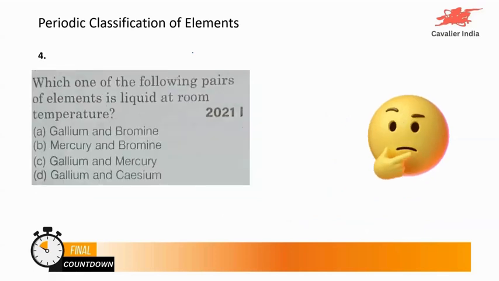Next question, which one of the following pairs of element is liquid at room temperature? Options, I'll read it. A is gallium and bromine. B is mercury and bromine. C is gallium and mercury. And D is gallium and cesium. Which is the right answer here?